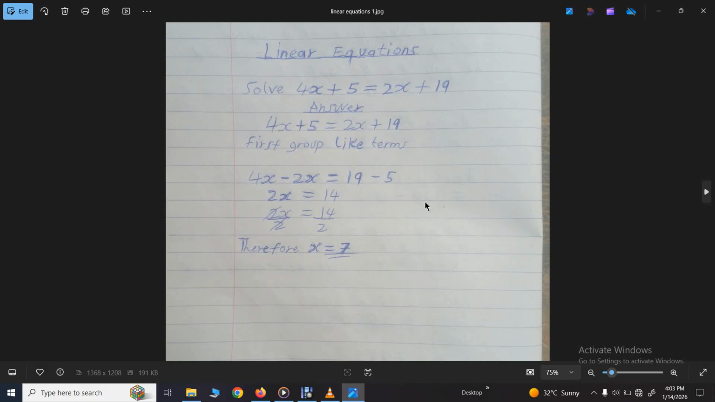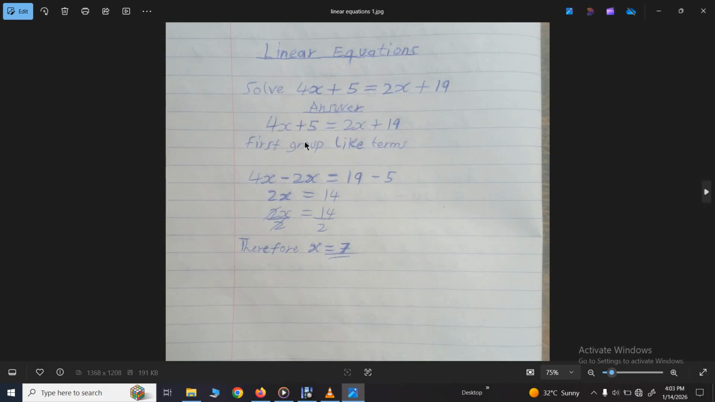Today you're going to learn something about linear equations. Example: solve 4x plus 5 is equal to 2x plus 19. Now to solve something like this, 4x plus 5 is equal to 2x plus 19.